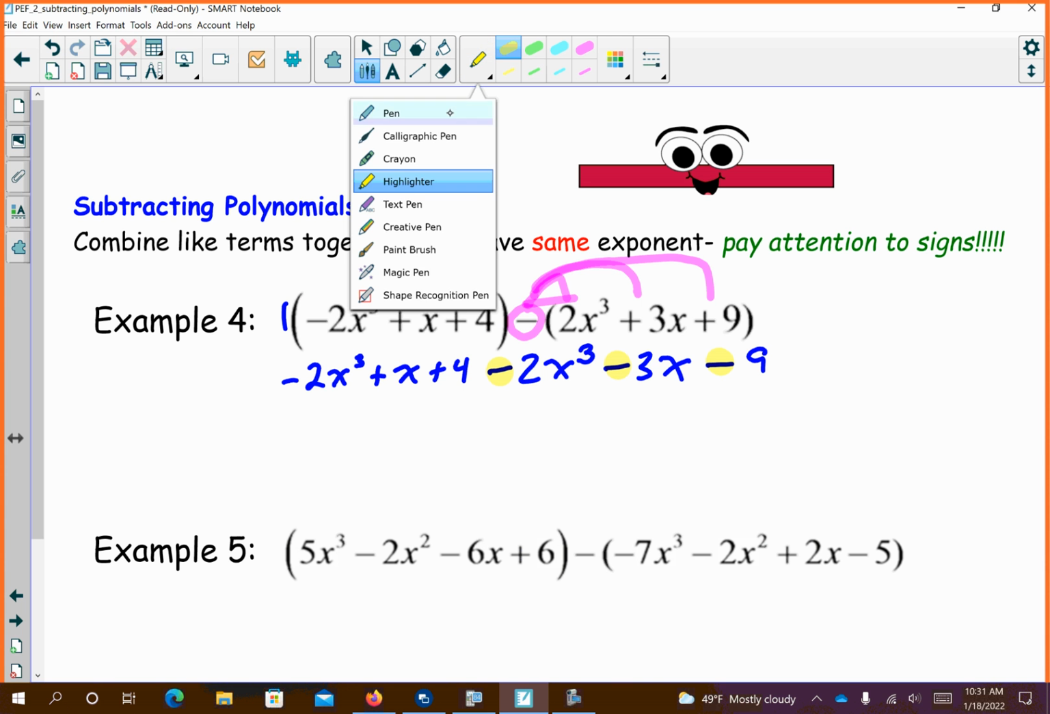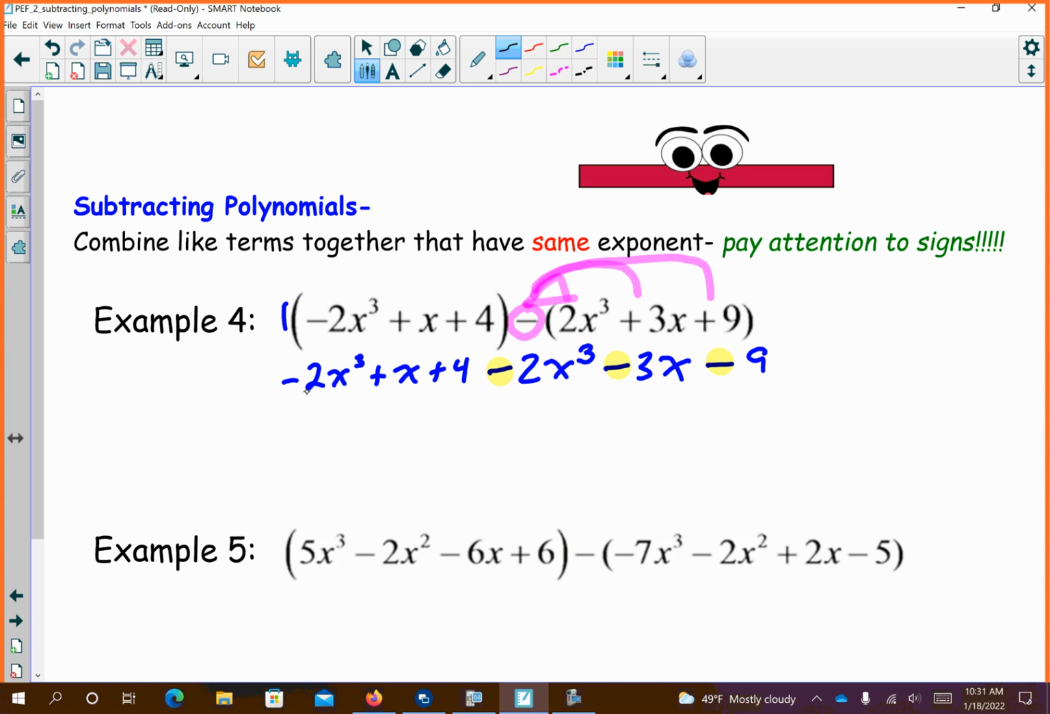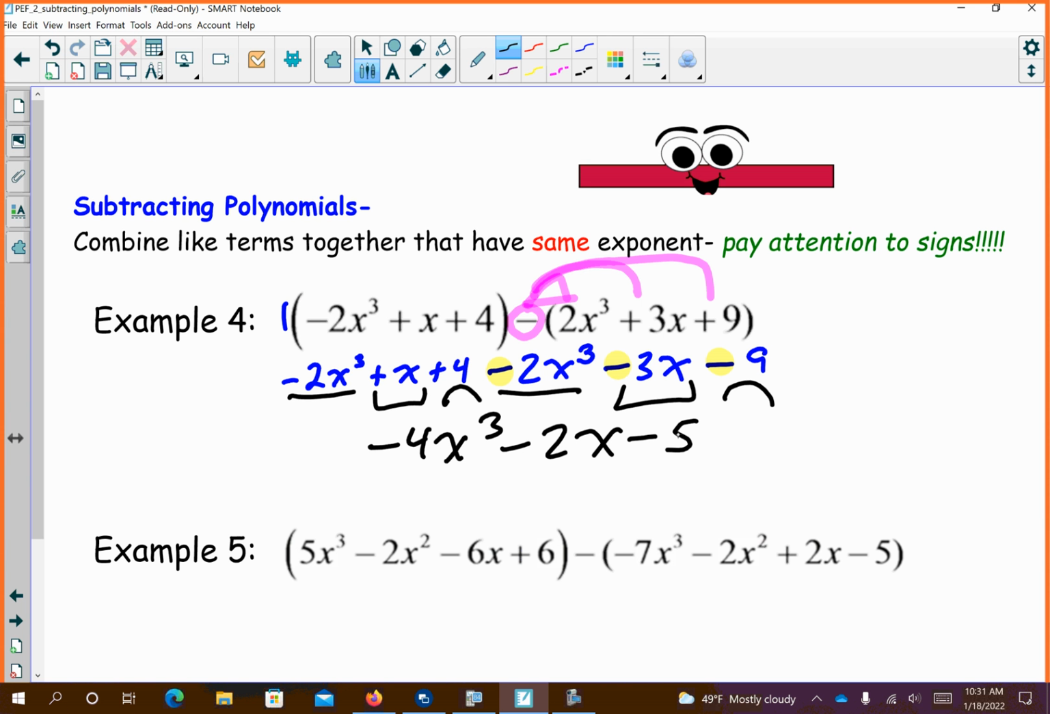Now we have to start combining like terms. Okay, so I have 2x to the third minus 2x to the third. That gives me negative 4x to the third. X minus 3x is minus 2x. 4 minus 9 is negative 5. Done. Seem okay? So if you have a negative sign that's prior to parentheses, distribute it.